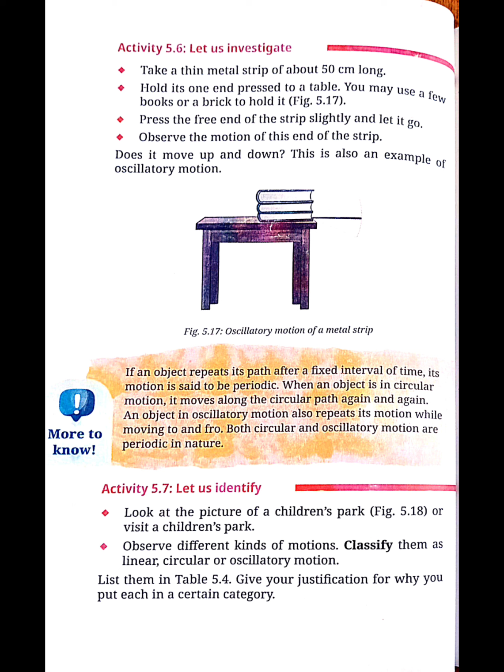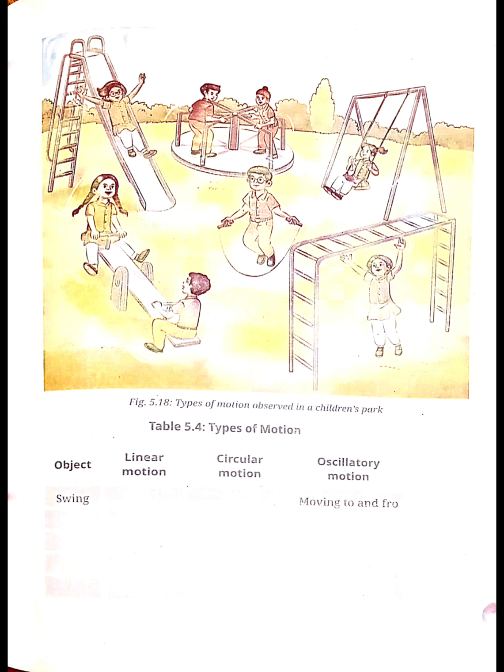Activity 5.7. Let us identify. Look at the picture of a children's park, figure 5.18, or visit a children's park. Observe different kinds of motions, classify them as linear motion, circular motion or oscillatory motion. List them in table 5.4. Give your justification for why you put each in a certain category. Figure 5.18 Types of motion observed in a children's park. Table 5.4 Types of motion.